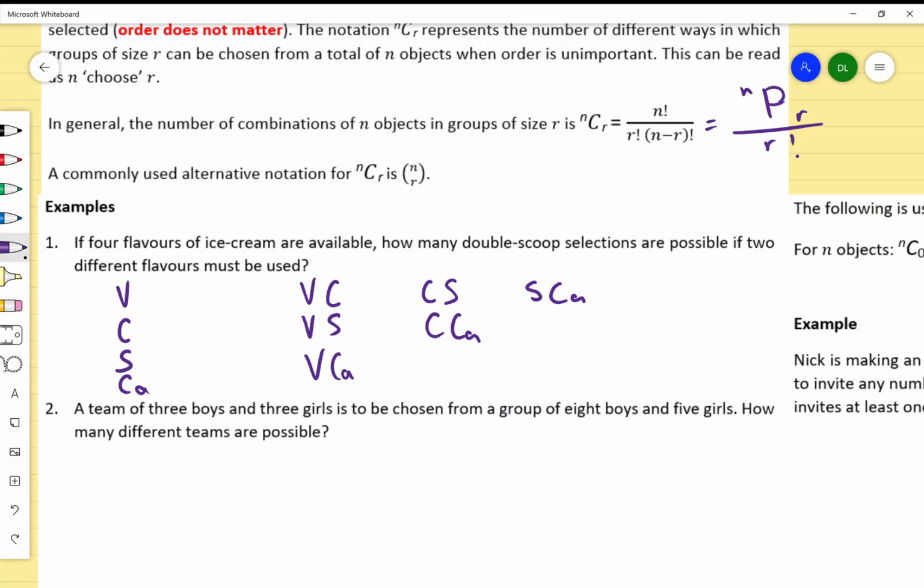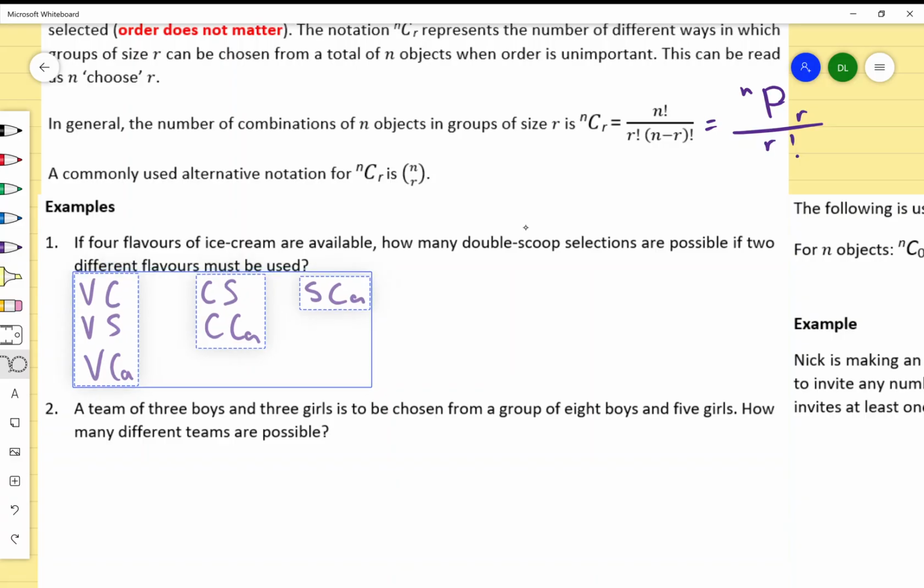Because the order doesn't matter, remember that vanilla chocolate is the same as chocolate vanilla, so I can't write chocolate vanilla again and count it as a second option. And so in total, we have 6 possibilities available under these circumstances.